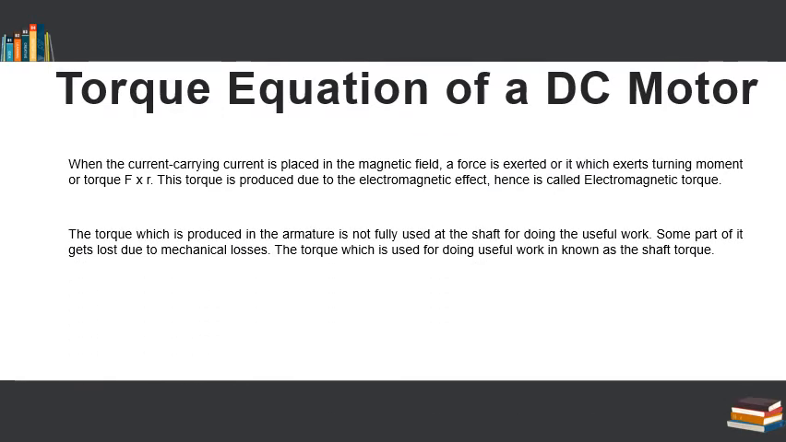The torque which is produced in the armature is not fully used at the shaft for doing the useful work. Some part of it gets lost due to mechanical losses. The torque which is used for doing useful work is known as the shaft torque.